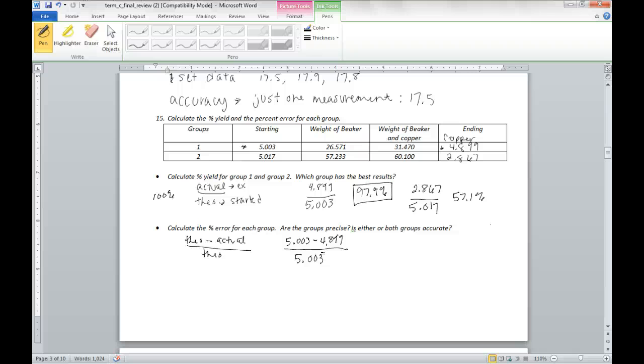5.003 minus 4.899 equals, divided by 5.003 equals, times 100. I got 2.07%. And then we'll do the other one. So we should have 5.003 minus 2.867 divided by 5.0. Oh, it should be 5.017, sorry.